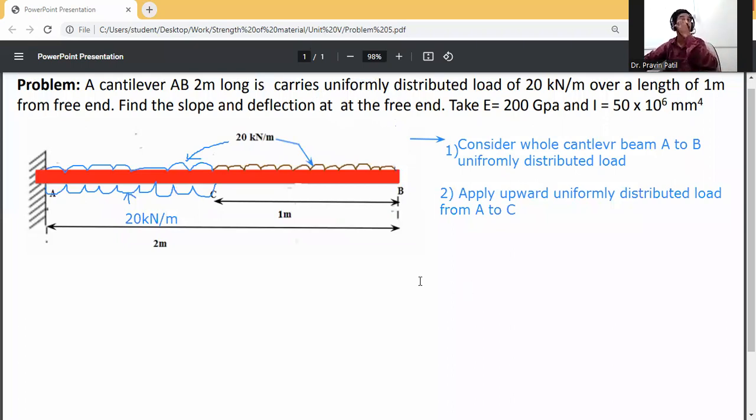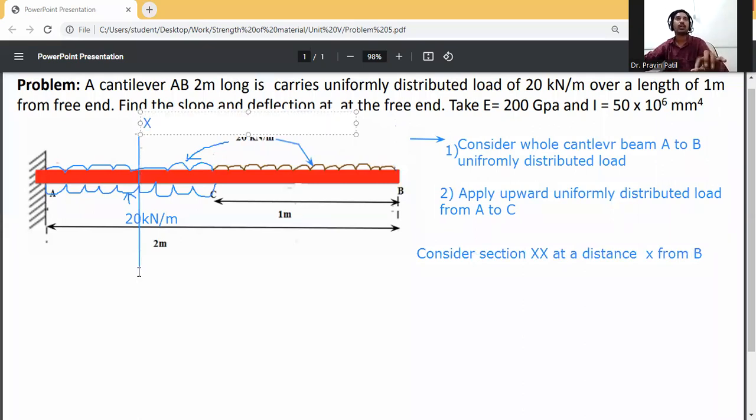Now, the third point: consider section XX at a distance x from B. So this is the considered section XX at a distance x from B.